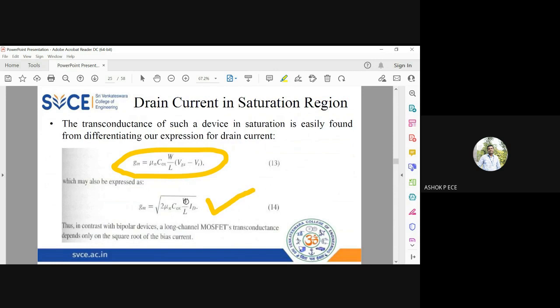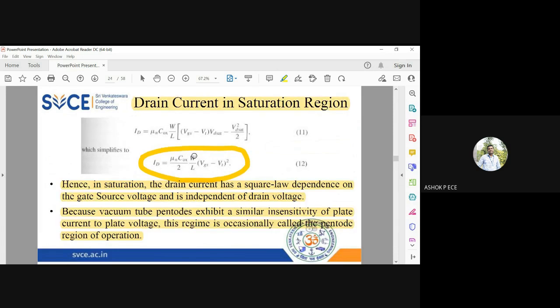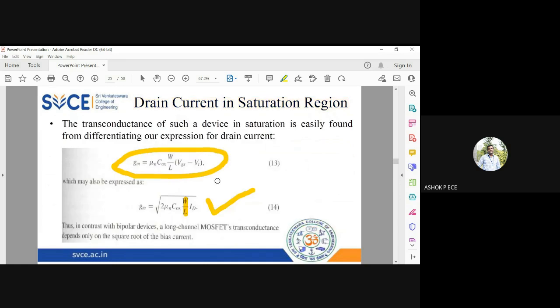So you can see that all of this depends on the W by L ratio, the width and length of your channel. The drain current depends on W by L, and the transconductance also depends on W by L. So this is about the different regions of operation of the FET.